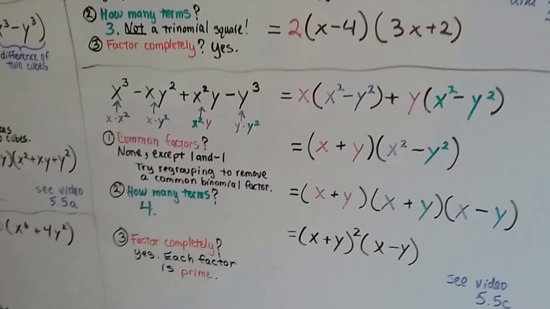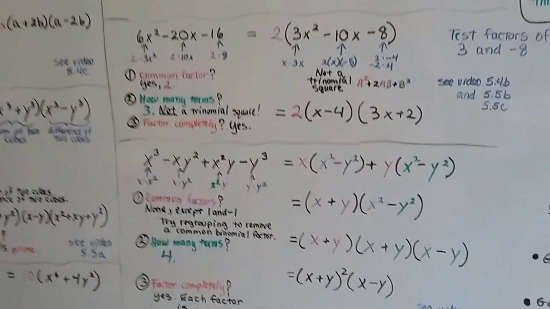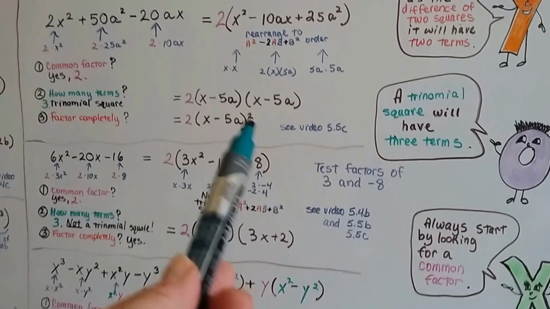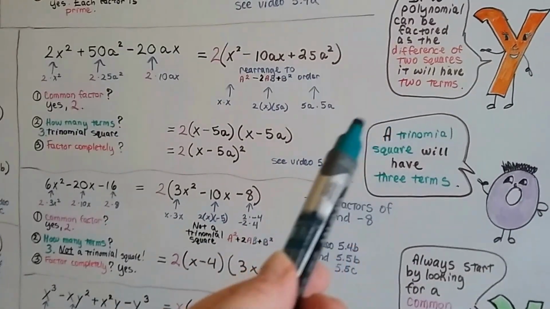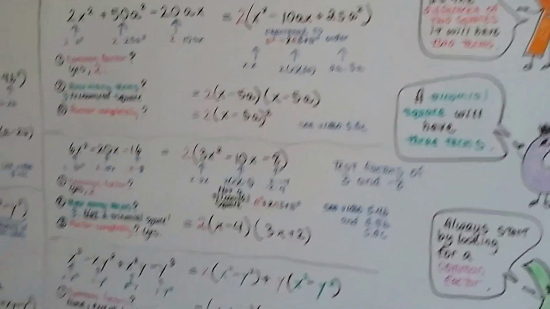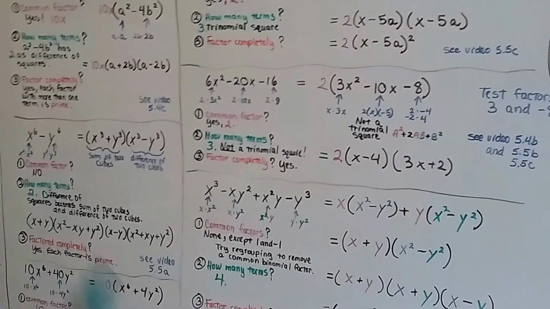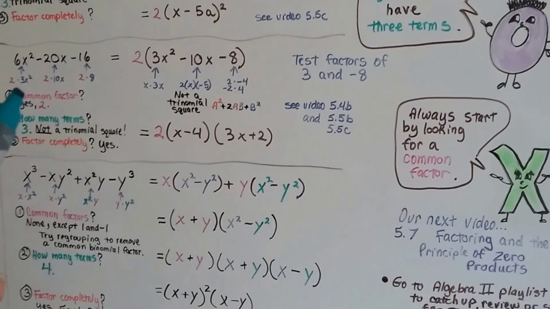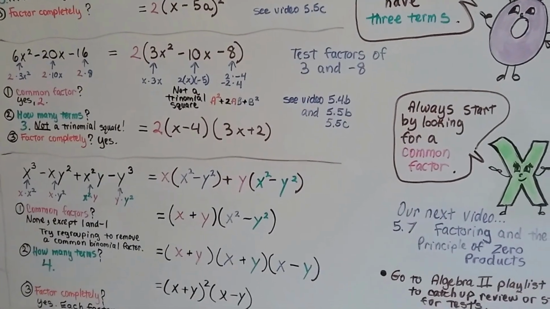So if you're completely confused, you have to watch those videos, okay? A trinomial square will have 3 terms. If a polynomial can be factored as the difference of 2 squares, it'll have 2 terms, okay? And always start by looking for a common factor. That's the very first thing we're going to do, all right?